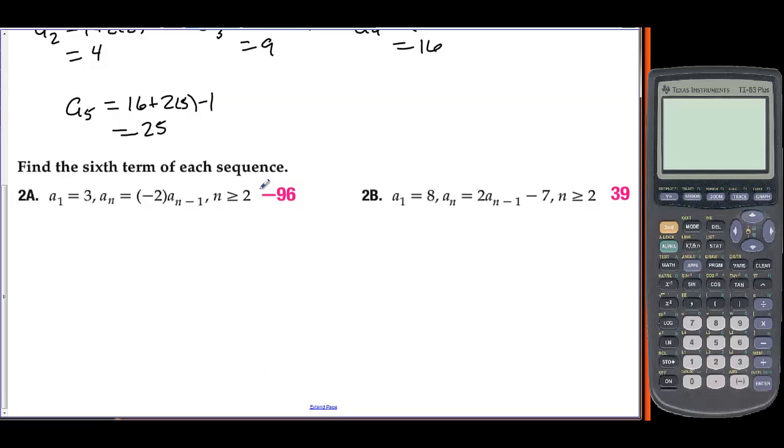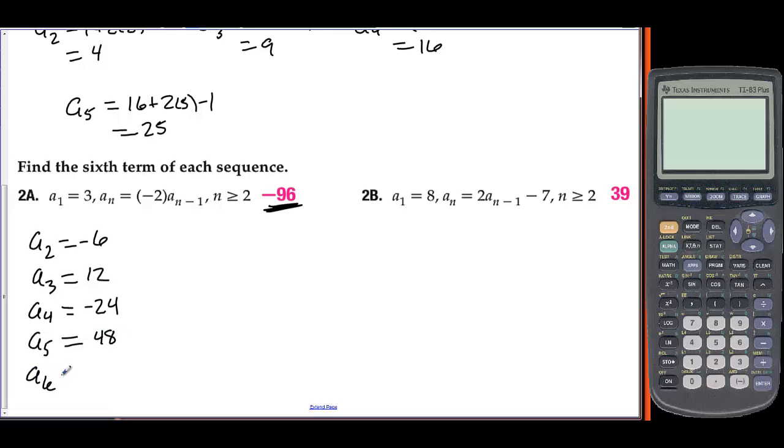Find the sixth term of each sequence, and I can see I have the answer already, but let's try to get that answer of negative 96. A sub 1 is 3, and a sub n is negative 2 times the one before that. So a sub 2 is negative 2 times 3, which is negative 6. A sub 3 is positive 12. A sub 4 is negative 24. A sub 5 is 48. And a sub 6, if we take negative 2 times 48, we get the negative 96.